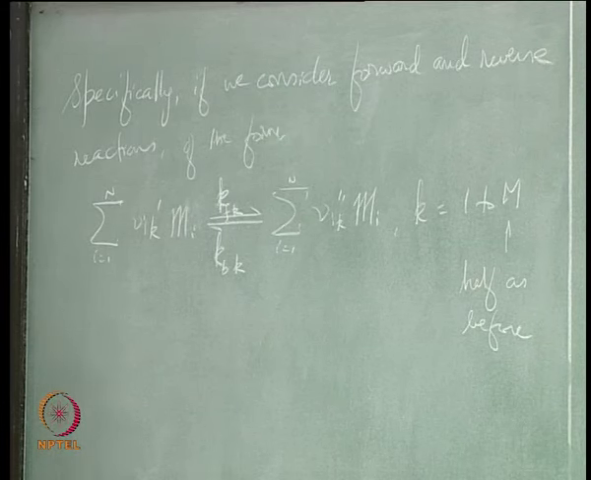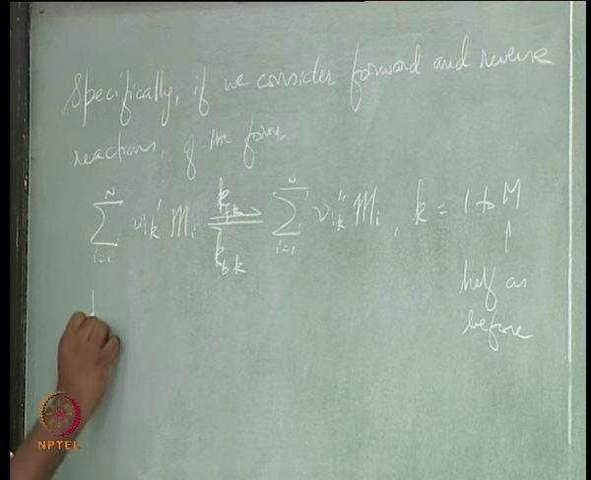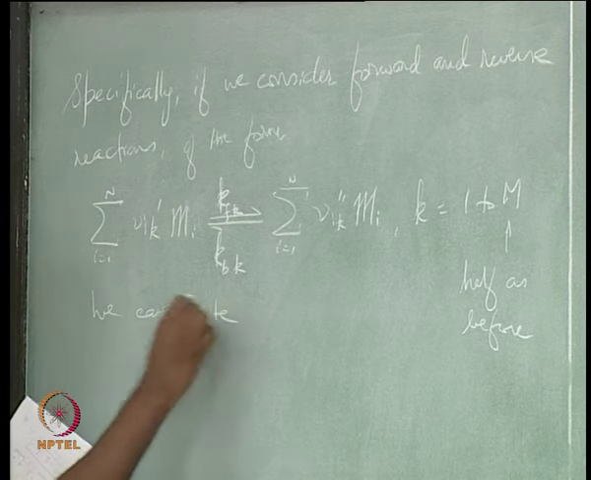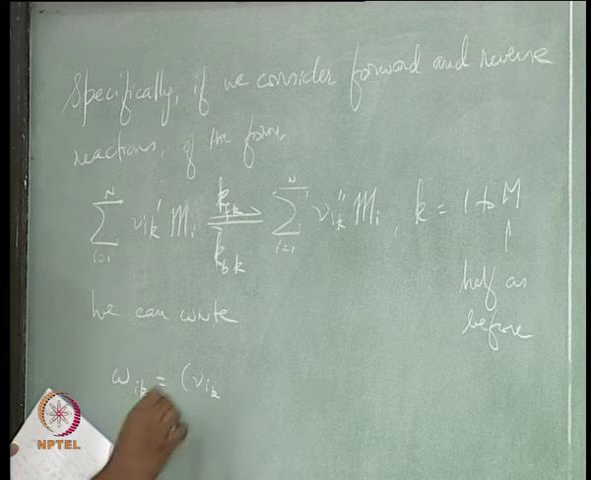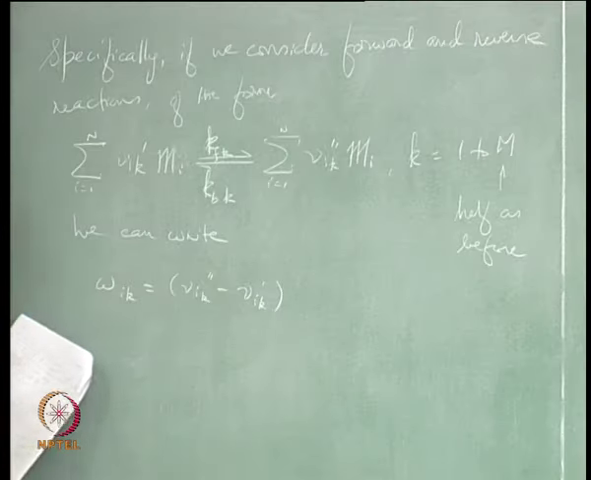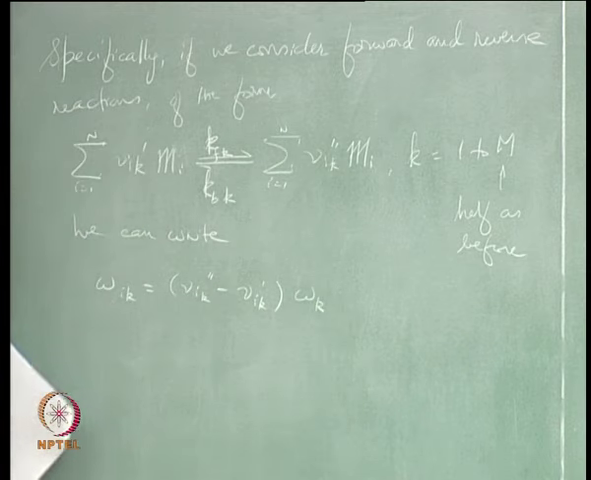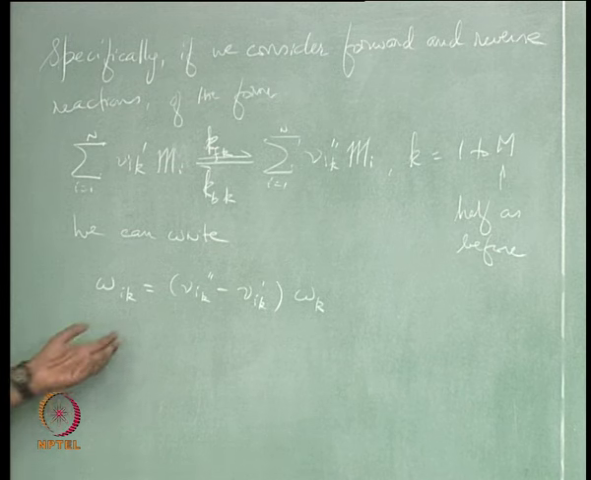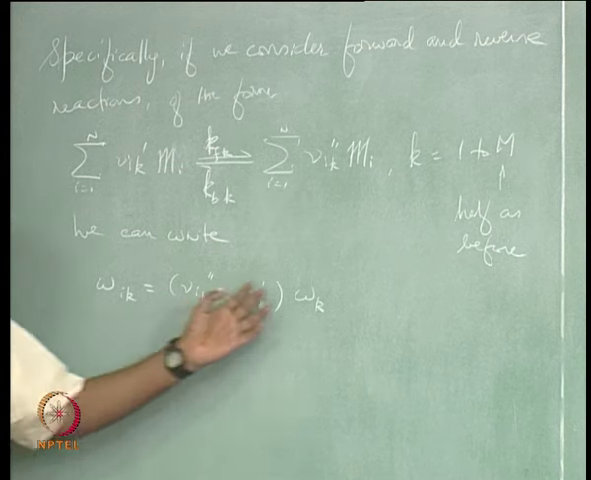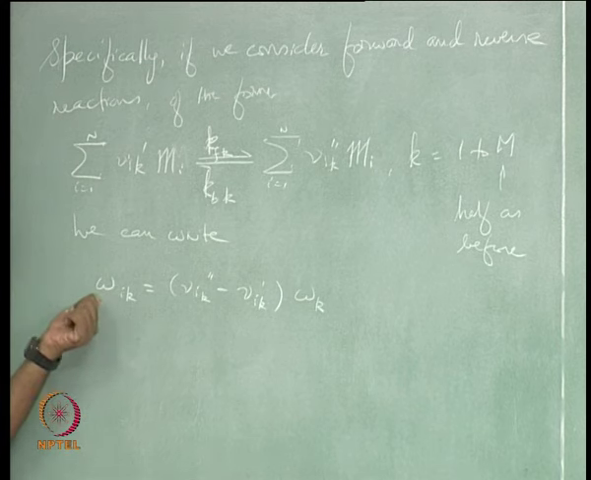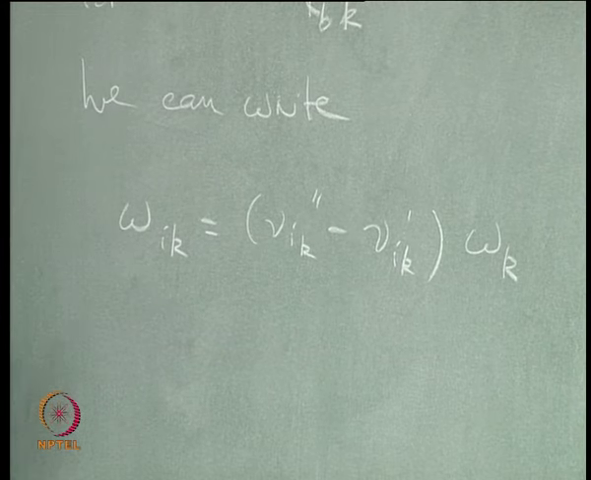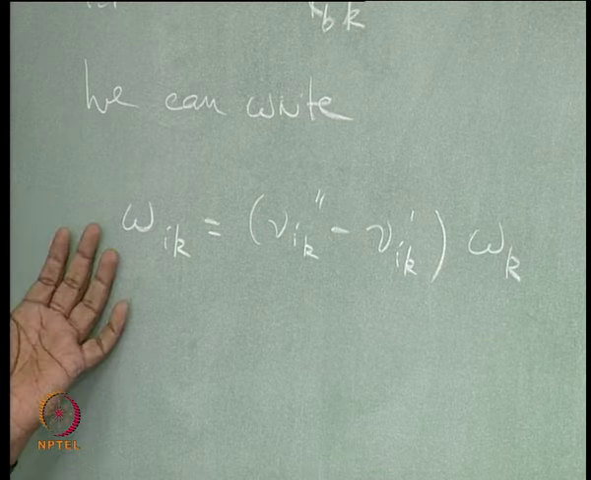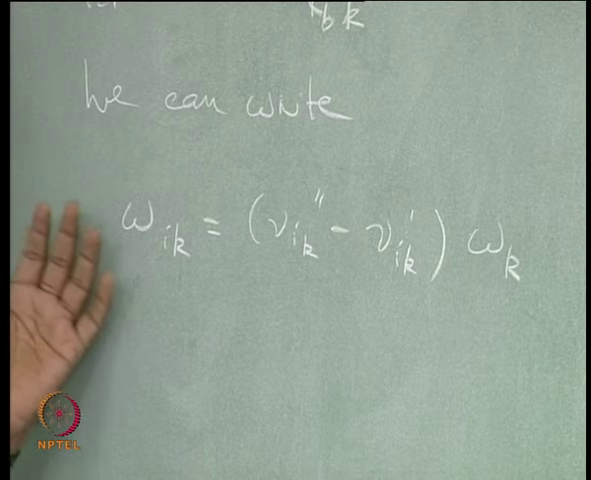So it's possible for you to write this in terms of what we did before also. That's what I'm saying. So we can write omega ik equal to nu ik double prime minus nu ik single prime, times omega k. Keep in mind we had this yesterday and we are using the symbol omega. This is for a particular species, omega ik. I is for the ith species and k is for the kth reaction. So when you're able to write it for a particular species, you might be able to go from a molar reaction rate to a mass based reaction rate.